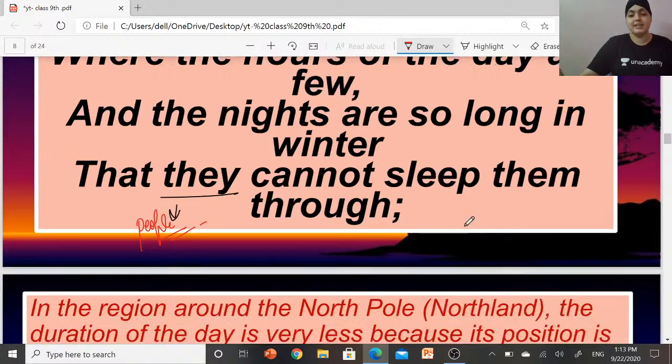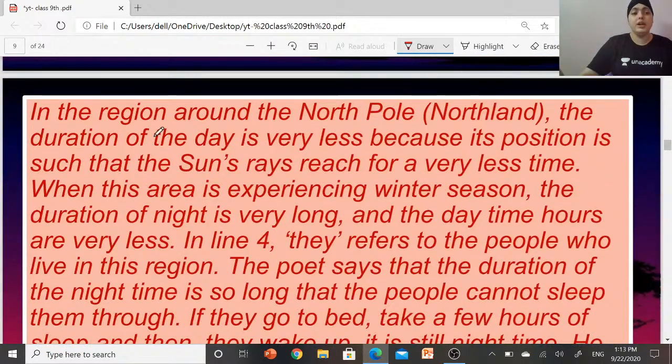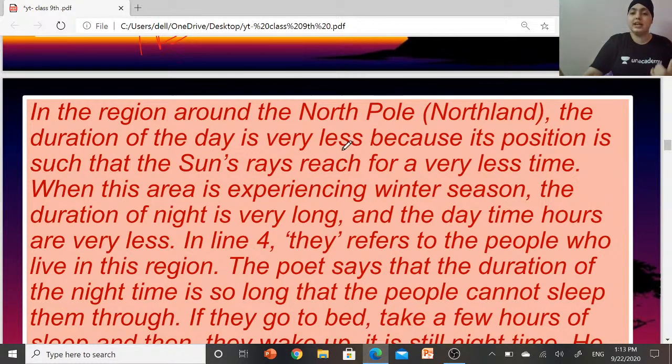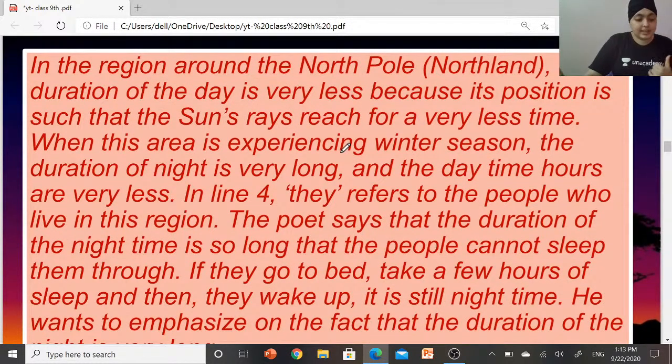Okay, so let us see the explanation. In the region around the North Pole, Northland, the duration of the day is very less because its position is such that the sun rays reach for a less time. And when this area is experiencing the winter season, the duration of the night is very, very long and the daytime hours are very, very less.